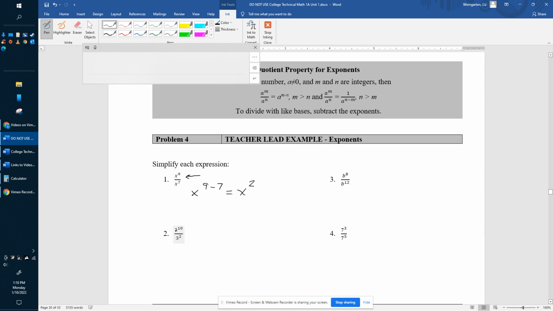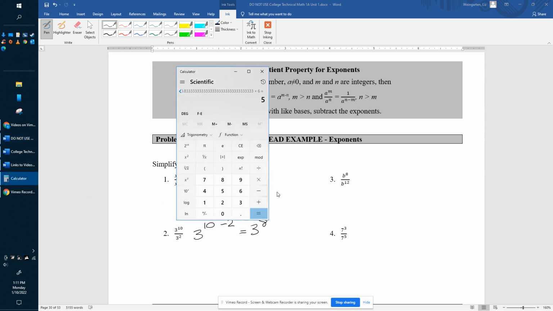Let's look at number 2. We have 3 to the 10th over 3 squared. The one in the numerator has the larger exponent, so we are not going to have a fraction. So we have 3 to the 10th minus 2 equals 3 to the 8th. And if you wanted to evaluate 3 to the 8th, you can. Go to your calculator, and I believe for 3 to the 8th, you hit the 3, x to the y button, do an 8, equals, 6,561.